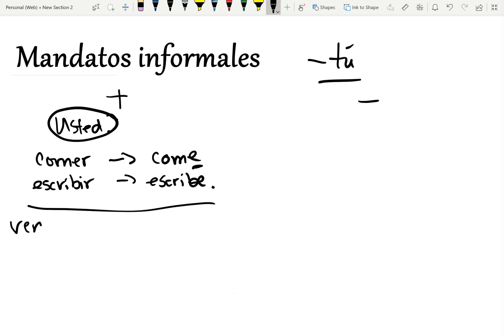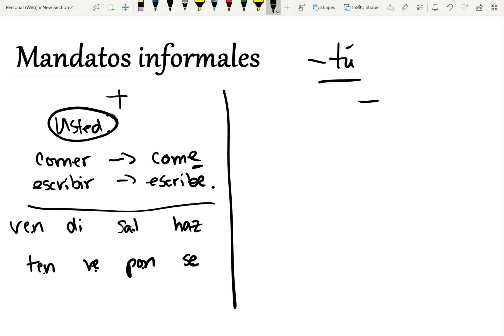There's ven for venir, di for decir, sal for salir, haz for hacer, ten for tener, ve for ir, pon for poner, sé for ser. And the little mnemonic trick is Vin Diesel has ten weapons. Vin Diesel has ten weapons. So that's the way you can remember that. Right. So if you're telling somebody to do something, follow that.